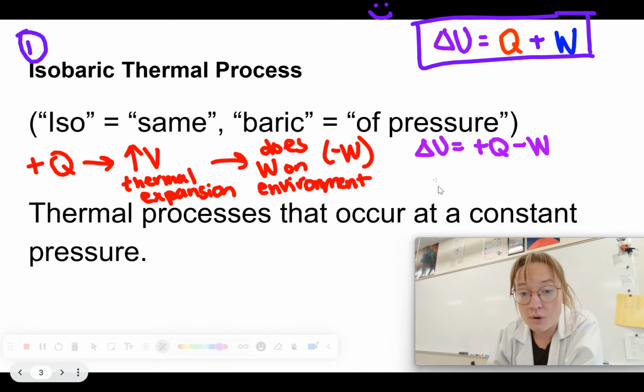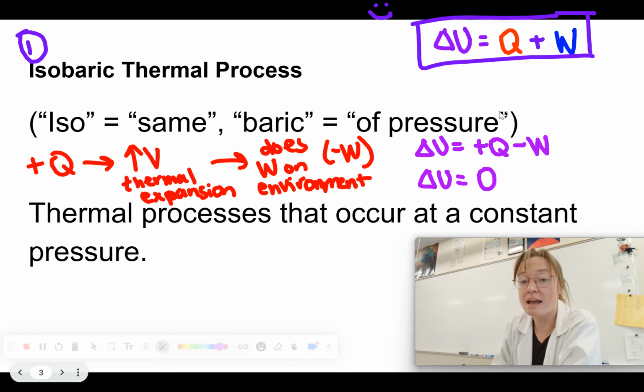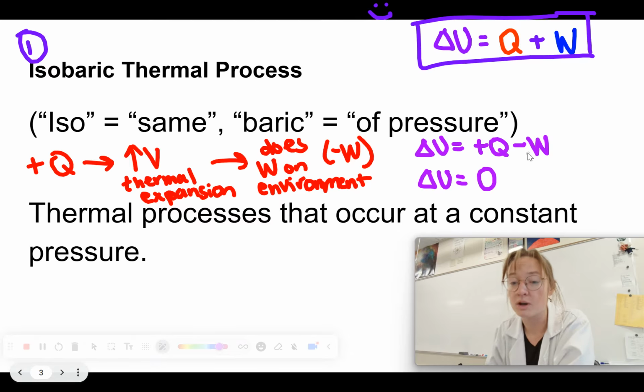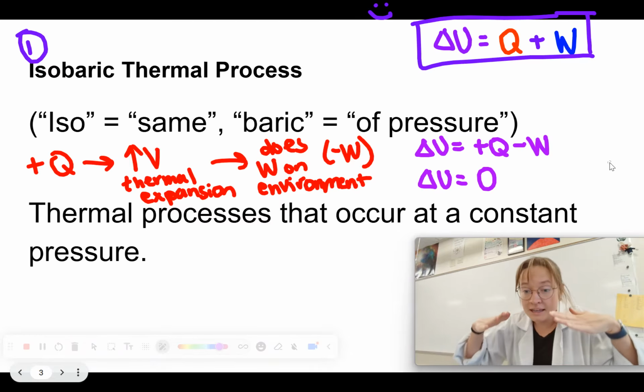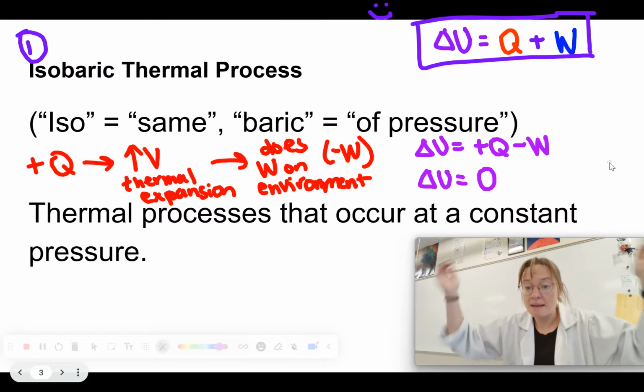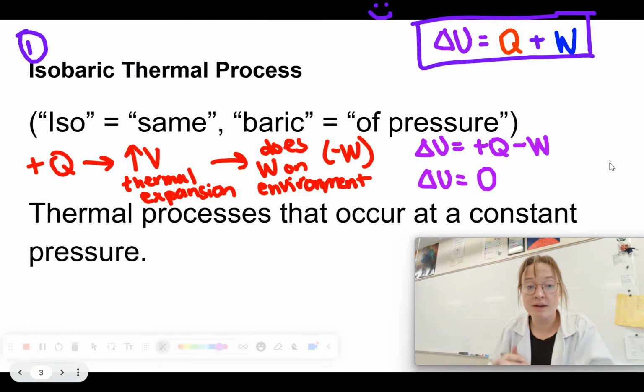This means that the total change in energy of the gas is 0 because I put heat energy in and then it released it back to the environment in the form of work. I put in heat, it gives that energy to the environment in the form of work. I put in heat, it gives that energy to the environment in the form of work. So that's what happens in an isobaric process.